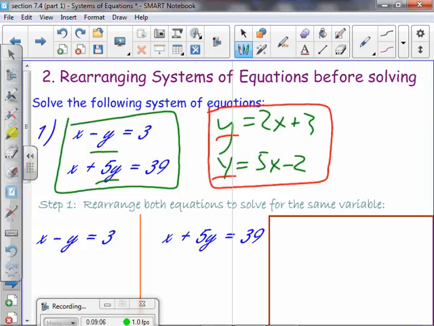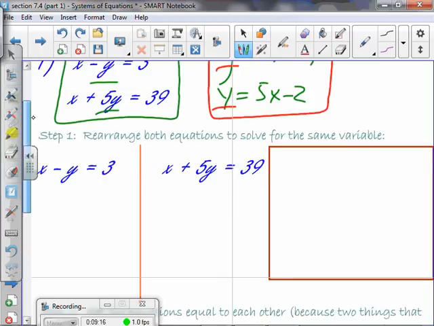So that's what we kind of want to do. But it doesn't have to be y. We just need one of the variables by themselves. So what I first have to do is I have to add a third step.